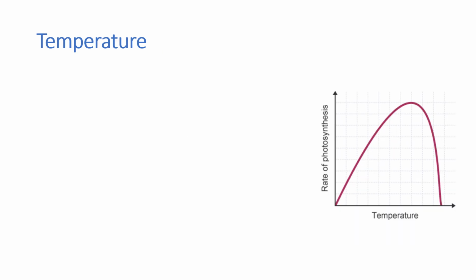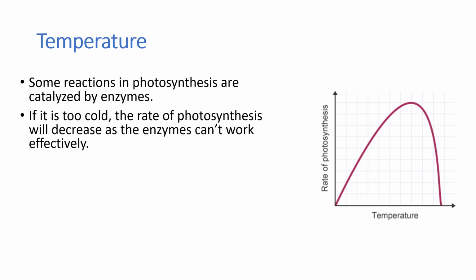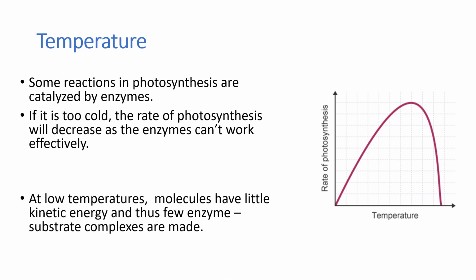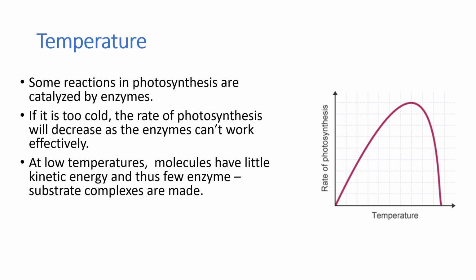This graph shows the rate of photosynthesis versus temperature, which is different from the previous two graphs. This is because some reactions in photosynthesis are catalyzed by enzymes. If it is too cold, the rate of photosynthesis will decrease as the enzymes can't work effectively. At low temperatures, molecules have little kinetic energy. Therefore, few enzyme substrate complexes are made.